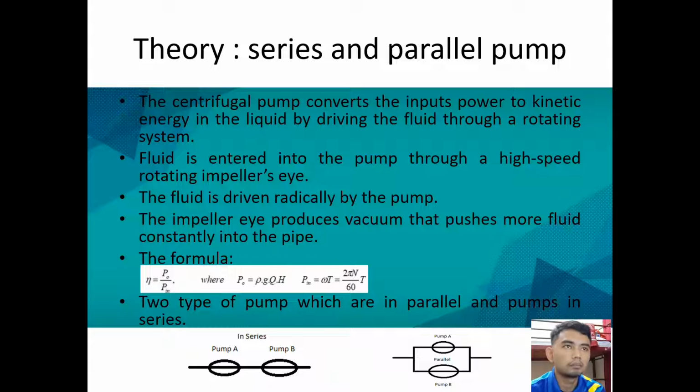First, the centrifugal pump converts the input power to kinetic energy in the fluid by driving the fluid through a rotating system. Next, fluid enters the pump through a high-speed rotating impeller's eye, and then the fluid is driven radially by the pump. Then the impeller eye produces a vacuum that pushes more fluid constantly into the pipe, and this is the formula for calculating the pump. Then there are two types of pump, which are parallel and series, as you see below. That's all for me.